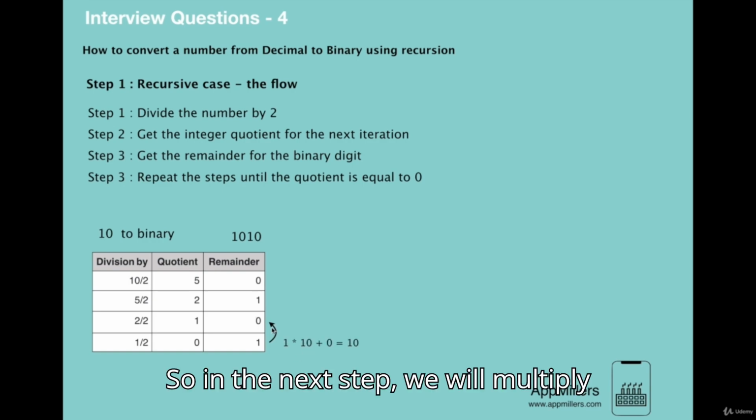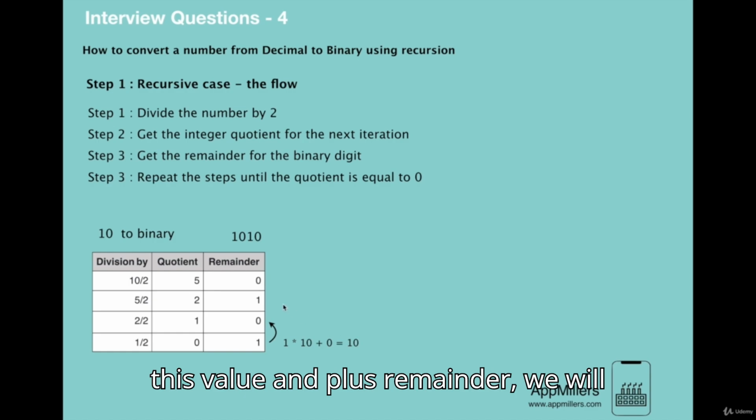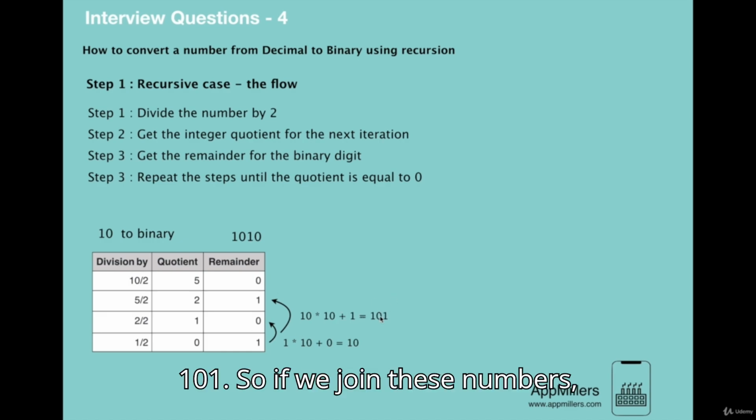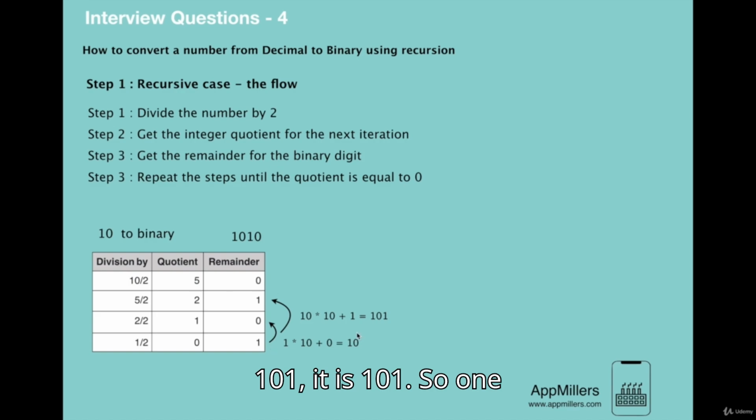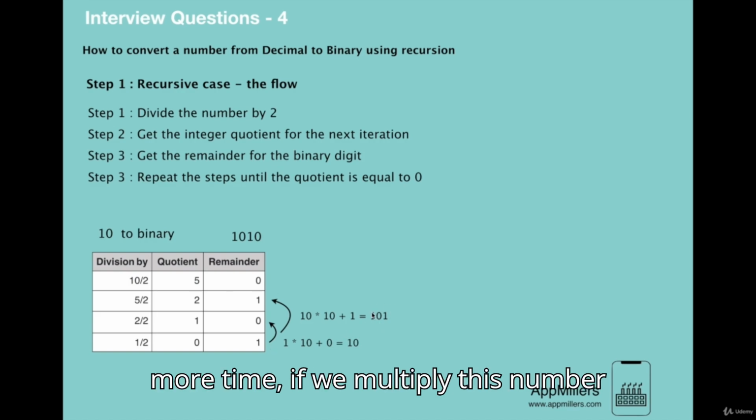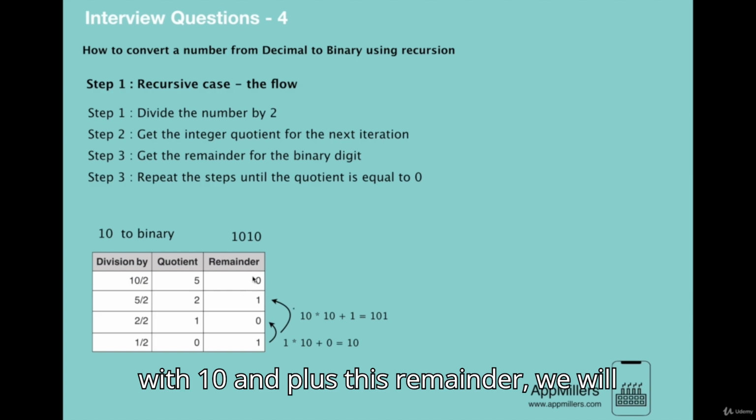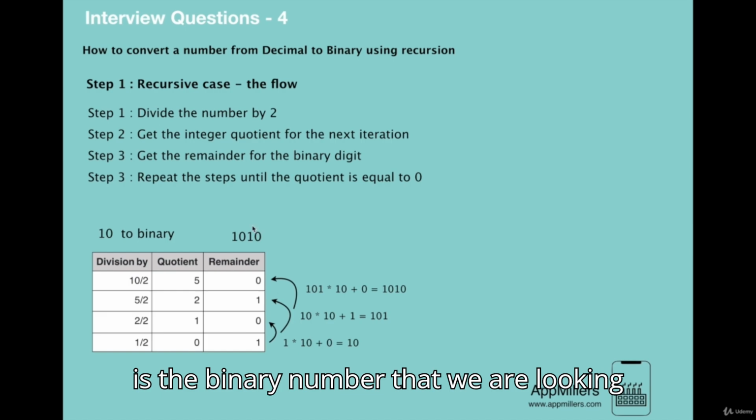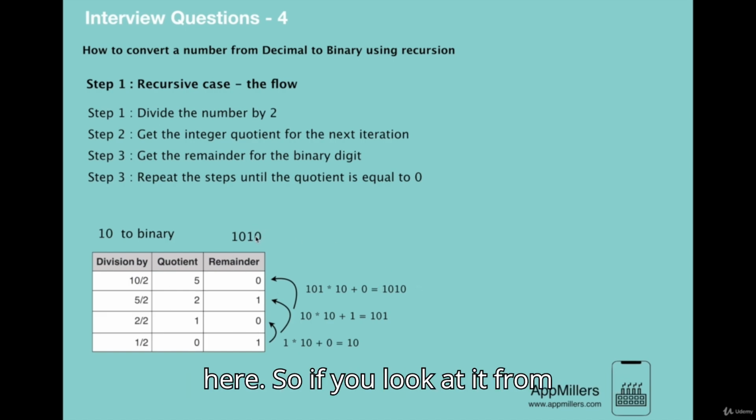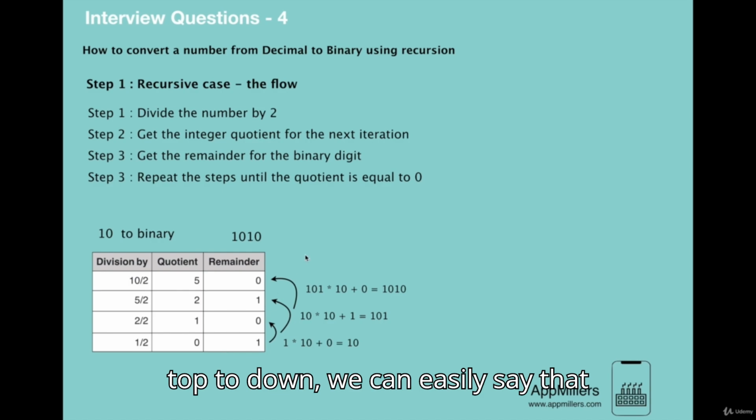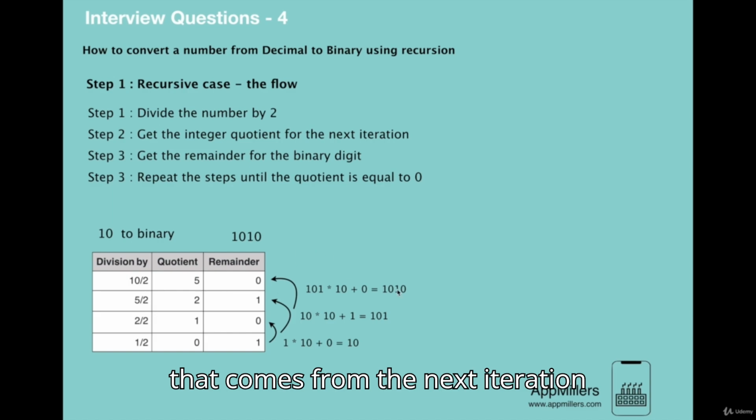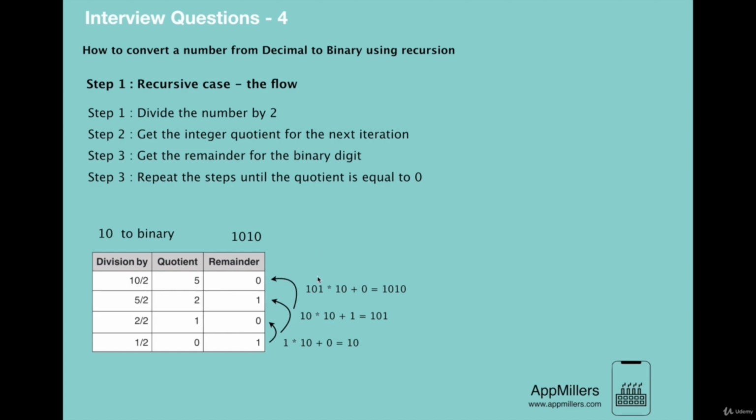So in the next step, we will multiply this value and plus remainder, we will get this value over here, which is 101. So one more time, if we multiply this number with 10 and plus this remainder, we will get 1010, which is the binary number that we are looking here. So if we look at it from top to down, we can easily say that we take the remainder and plus the value that comes from the next iteration and multiply with 10.